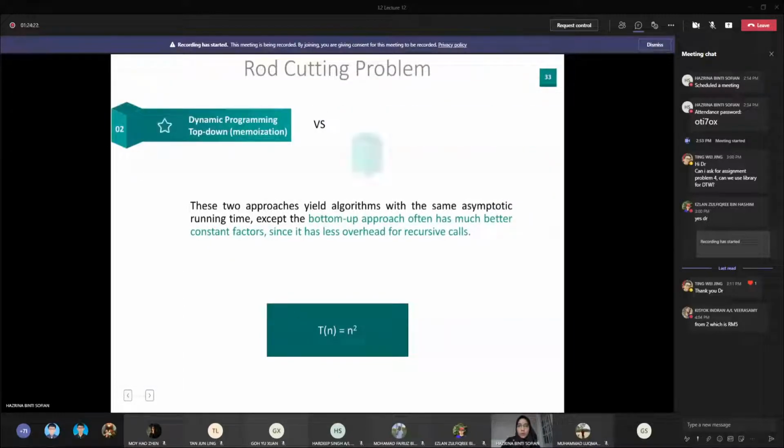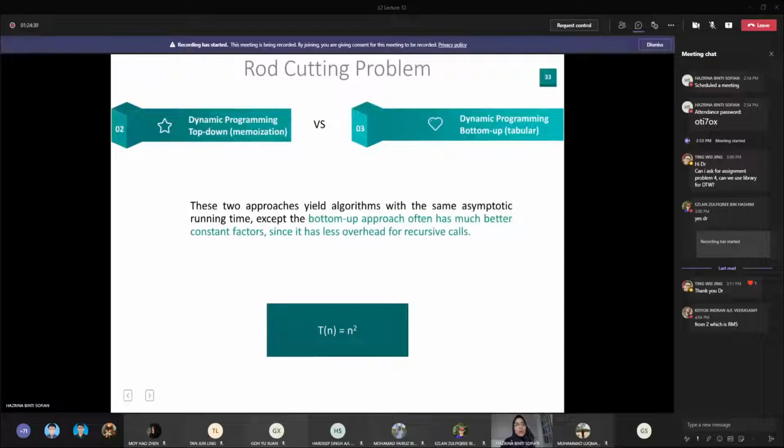So right now, I did explain about the memoization and the tabular. These two approaches yield algorithms with the same asymptotic running time. This is from the book, saying that the bottom-up approach often has a much better constant factor, since it has less overhead for the recursion calls. So for the recursion calls, it gives us some overhead. That is why the bottom-up approach is better.